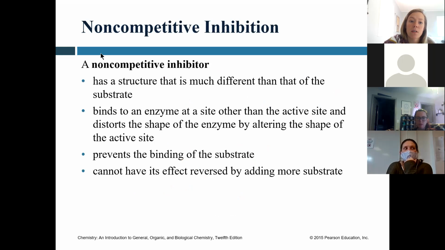We also have what's known as a non-competitive inhibitor. So a non-competitive inhibitor doesn't compete, obviously, but what it'll do is it'll attach to some other place outside of the activation site, and it distorts the shape of the enzyme. So it prevents the substrate from actually being able to fit into the activation site. This is important in that it can't have its effect reversed by adding more substrate. So if I put more of the substrate in, it doesn't matter, it doesn't fit, right?